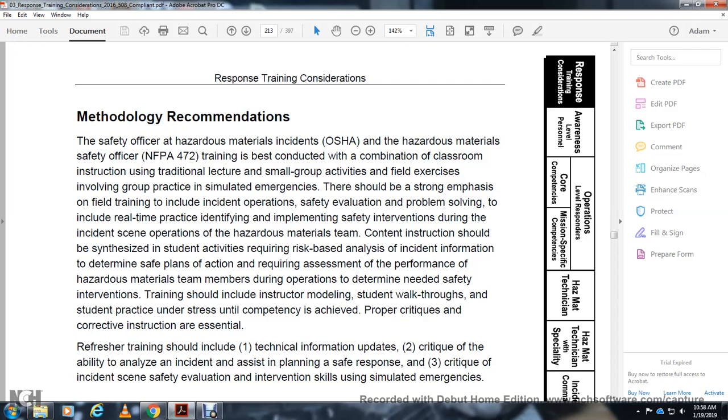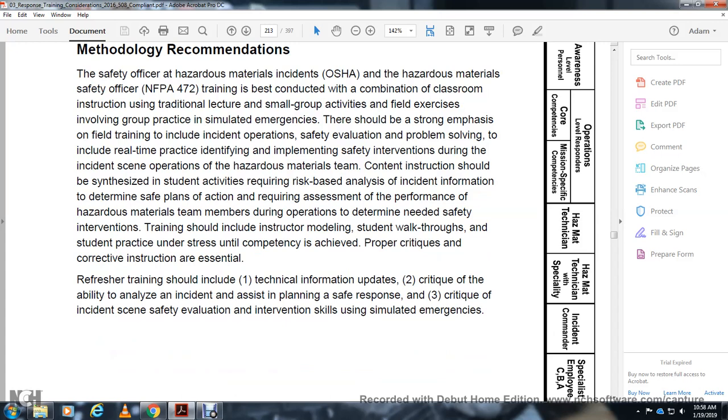safety interventions during the incident safety operation of the hazardous material team. The content instruction should be synthesized into student activity requiring basic analysis of the incident information, demonstrating the safety plan of action, and requiring assessment of the performance of hazardous material team members during operation, determining the need for safety intervention. Training includes the instruction model, student walkthroughs, and student practice until the competency achieves the routine criteria; correct instruction is essential.